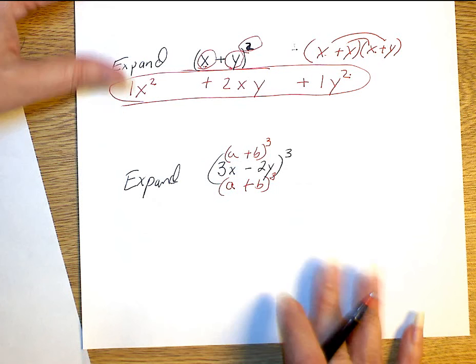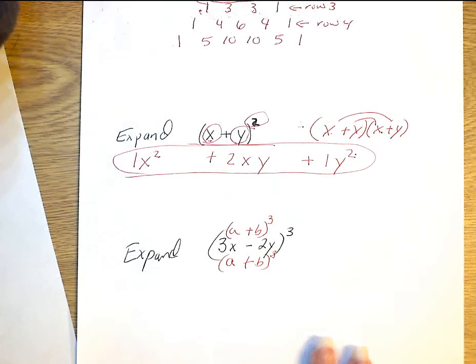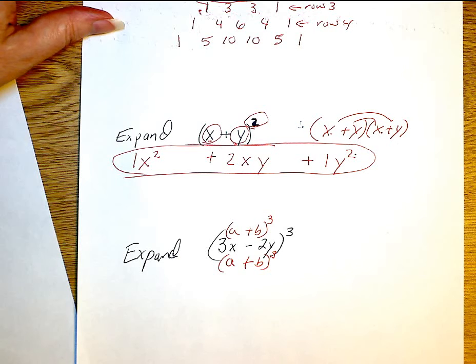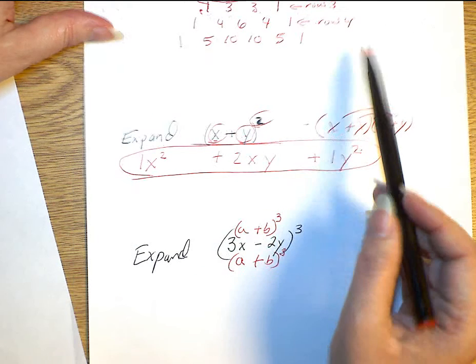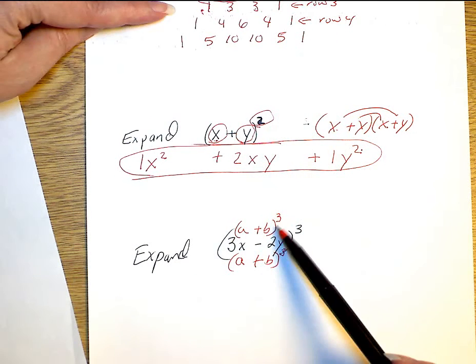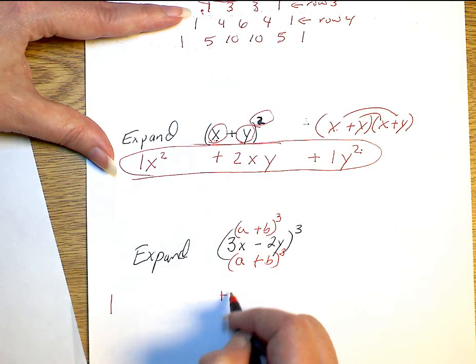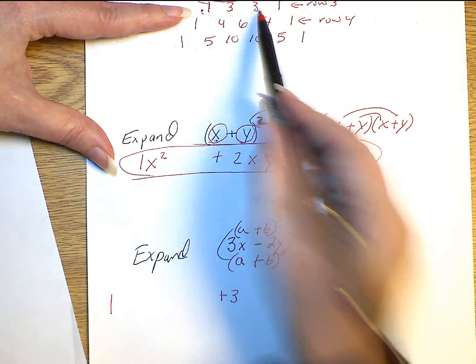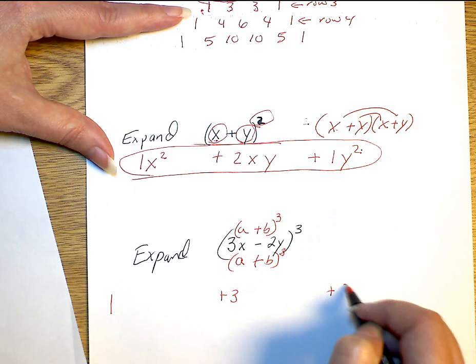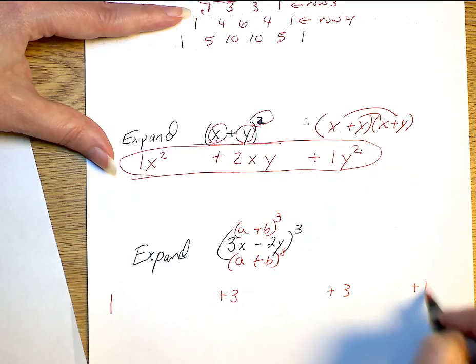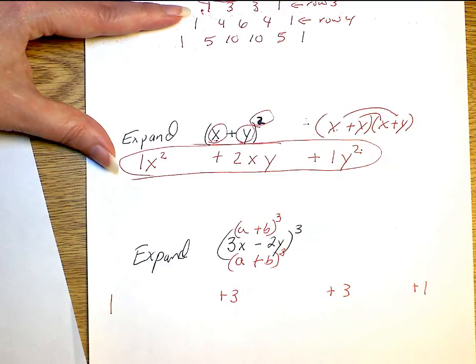So the first thing you have to do is what? What do you always do? You do your coefficients. So I'm going to write down my coefficients. I'm going to go to what row? Third row. So my coefficients are 1, plus 3, plus 3, plus 1, because remember you're going to have those symbols anyway, so you might as well do that first.